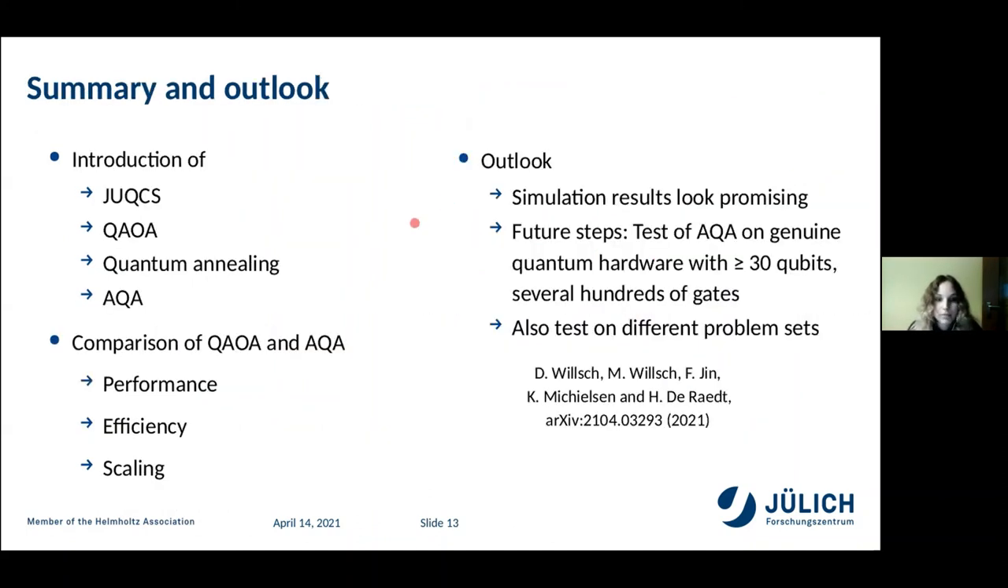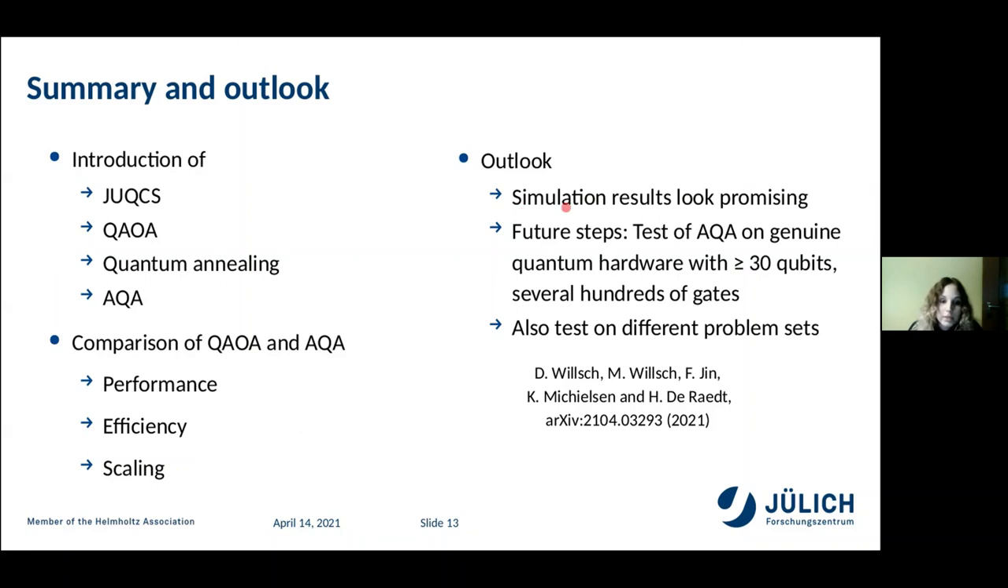So, short summary. I introduced the simulation of quantum computers with JAX, and the concepts of QAOA and quantum annealing. I talked about approximate quantum annealing and what we understand by this. The results were basically a comparison of QAOA and AQA, and we looked at performance, efficiency, and scaling. So what is an outlook for the future?